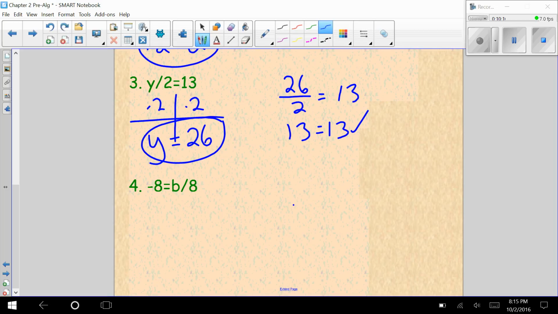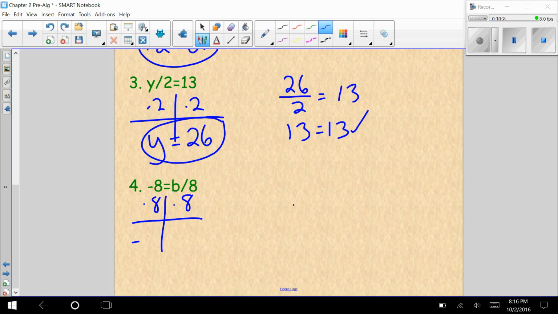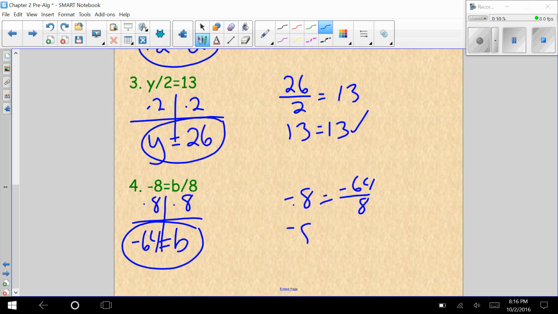And for our last one, negative 8 equals b divided by 8. B divided by 8, so I'm going to multiply both sides by 8. Negative 8 times 8 is negative 64 equals b. So to check this, I take negative 8 equals negative 64 divided by 8. Negative 64 divided by 8 is indeed negative 8, so it checks out.